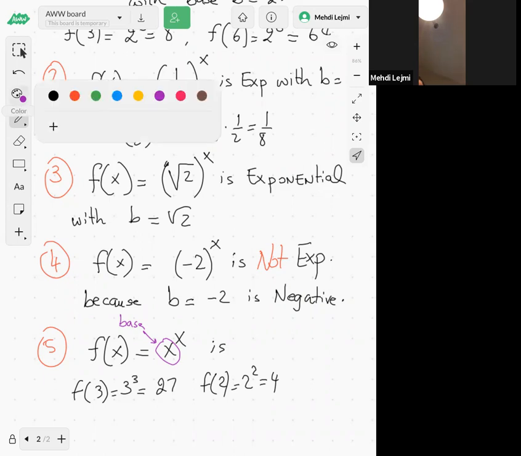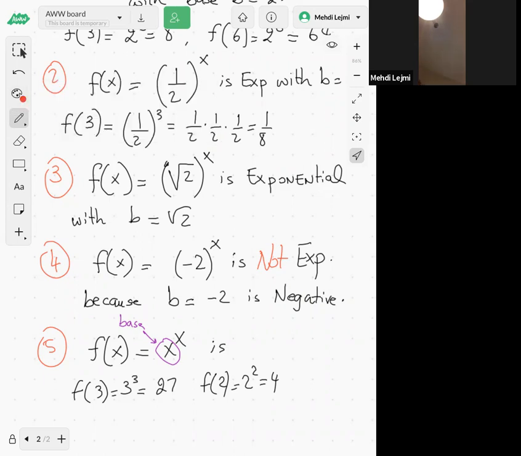So this is not exponential because the base b is equal to x, and that's not a constant. x is a variable, right? The value of x changes. It's not constant.